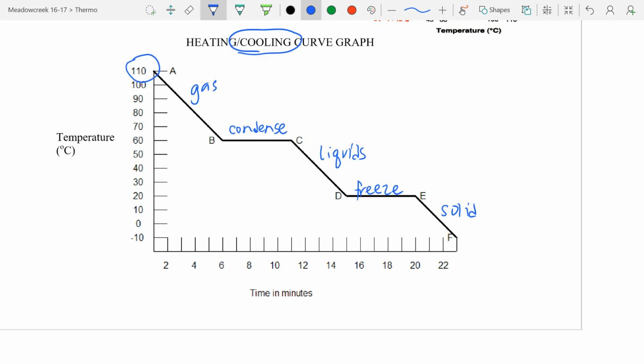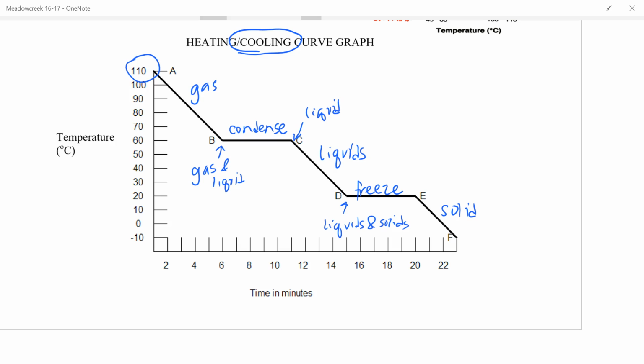Now, at this point, we would have gas and liquid. Okay, it's starting to condense. But at this point, we have reached where we only have liquids. And then same here, we're starting to have liquids and solids. So phase changes can exist two at a time unless you're at what we learned in the video before about the triple point, which is a special point where the pressure and temperature are exactly right in order for you to see all three happen at the same time.